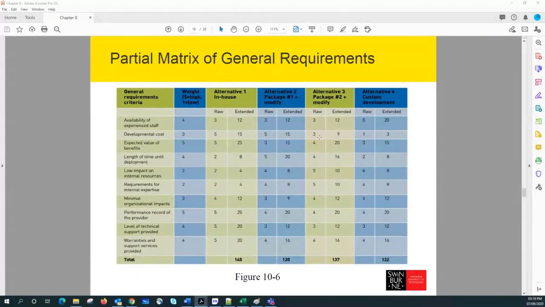Each team member may have developed their own event tables, right? So the event table tells you what the functional requirements are. But the main thing is, what are the general requirements? You can come up with some generic ideas. Do we have experienced staff in-house? What should be the development cost if you go ahead with that? What is the expected value of benefits, etc. So these are the general requirements for any system that we can implement.